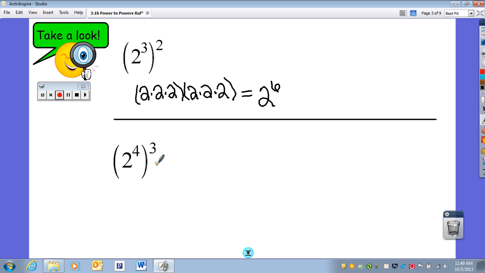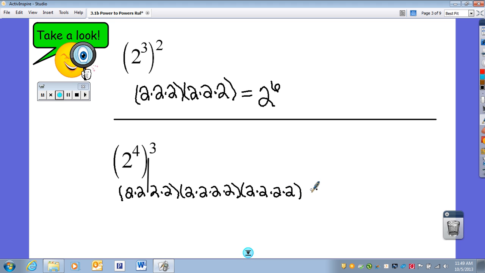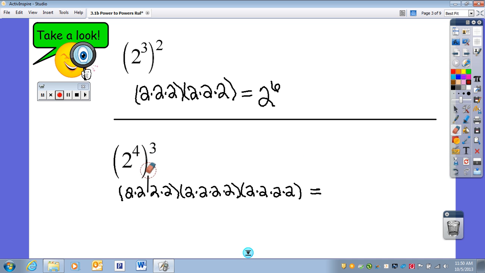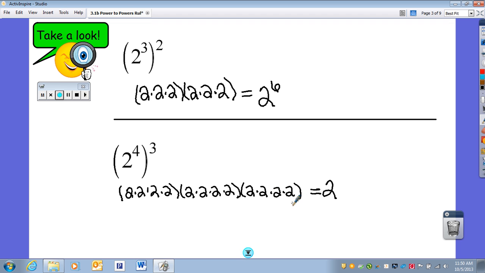In this example, I have 2 to the fourth power, and that's being raised to the third power. That means I'm taking 2 times itself 4 times, and I'm going to do 3 of those groupings. This is what it would look like in expanded form and as repeated multiplication. Now I'm going to simplify, so I will keep my base, which is 2, and I will put all of those 2's together to create my exponent, and there are 12 2's.